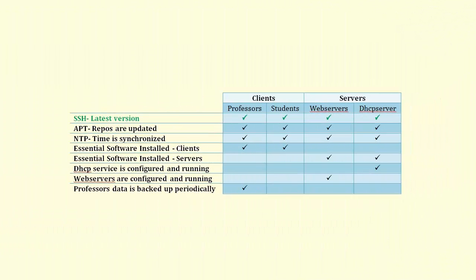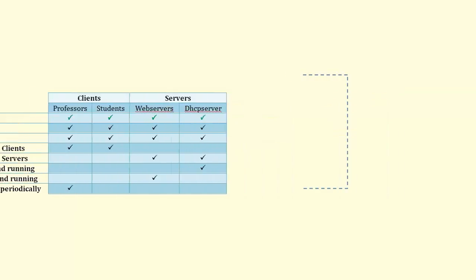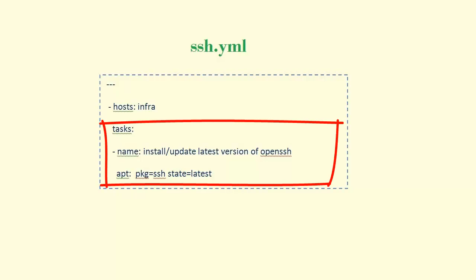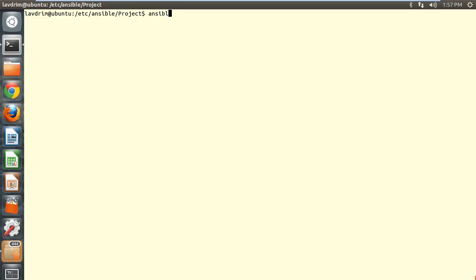Since Ansible works on top of SSH, we wanted to be sure that all of our hosts had the latest version of SSH installed. To achieve the first policy, we wrote a playbook which ensures that OpenSSH is installed, the latest version, in all of our hosts. Now we will execute this playbook on Glirta and see the result.